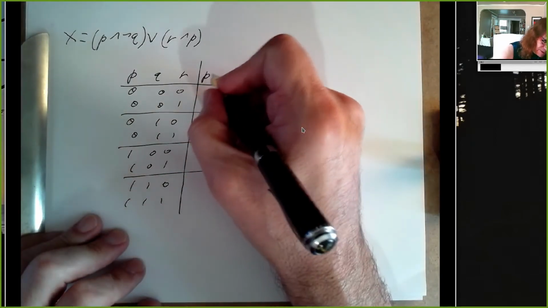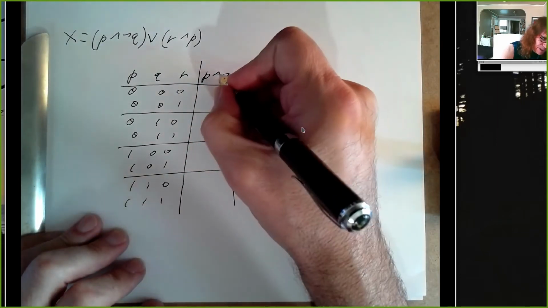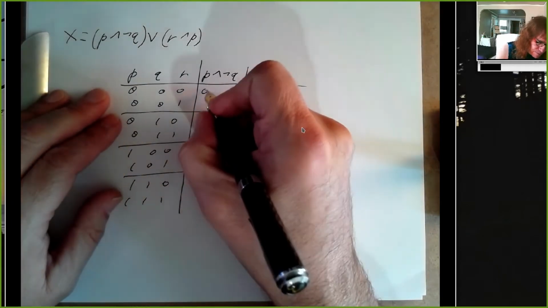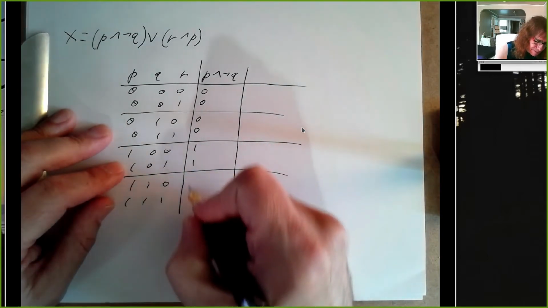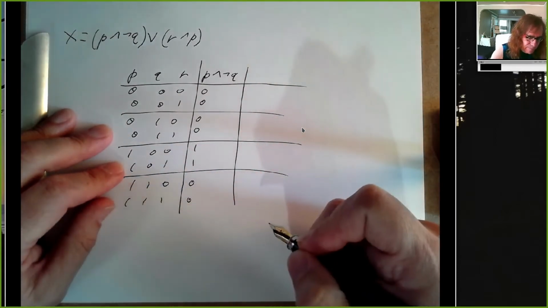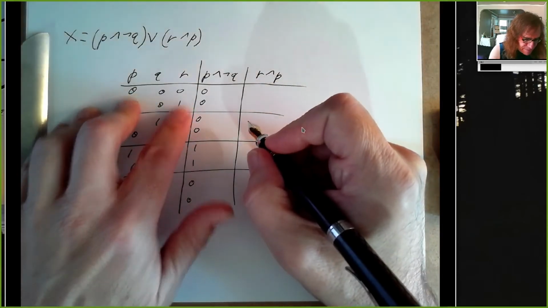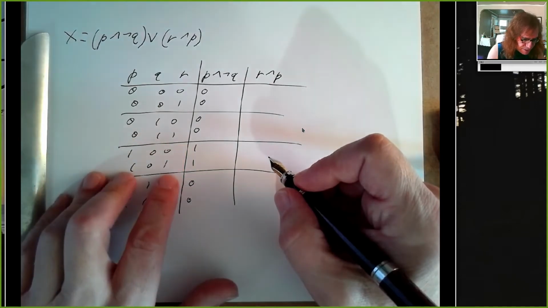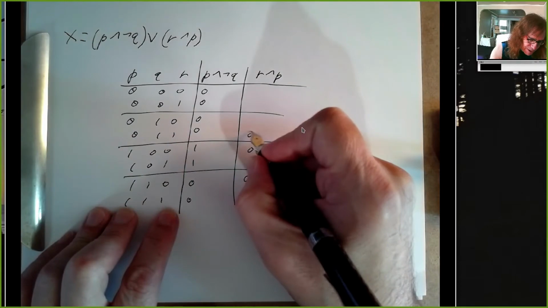And I will skip a little bit of steps, P ANDed with not Q. So we need P to be true, and we need Q to be false. And then R ANDed with P, so that's just these first two, this first and third column need to both be 1. So that's going to be a 0 everywhere else.